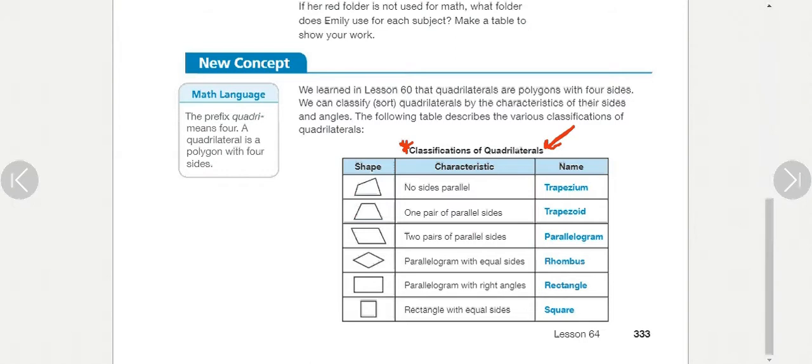Let's start with one of the more familiar words. Let's start with square. We can classify four-sided figures a lot of different ways, whether it's by angles, by sides, or by the way the sides relate to each other. In this case, a square means a four-sided figure with all sides equal, so we can call it a rectangle with equal sides. Rectangle tells us something about the angles, and equal sides, of course, tells us something about the sides. What does rectangle tell us about the angles?